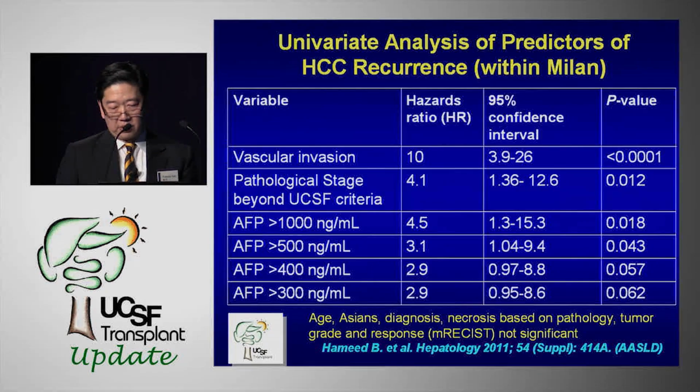That's really one of the key questions that we tried to answer in an analysis of our experience that was performed by Bilal Hamid and presented last year at the ASLD. When we look at our own data of over 200 patients, no surprises: vascular invasion and tumor stage beyond UCSF criteria by pathology, because of understaging of tumor before transplant. These are very well-known predictors of tumor recurrence after transplant. And here we see that AFP is a very strong marker for poor prognosis in terms of tumor recurrence, particularly with AFP level over 1,000.